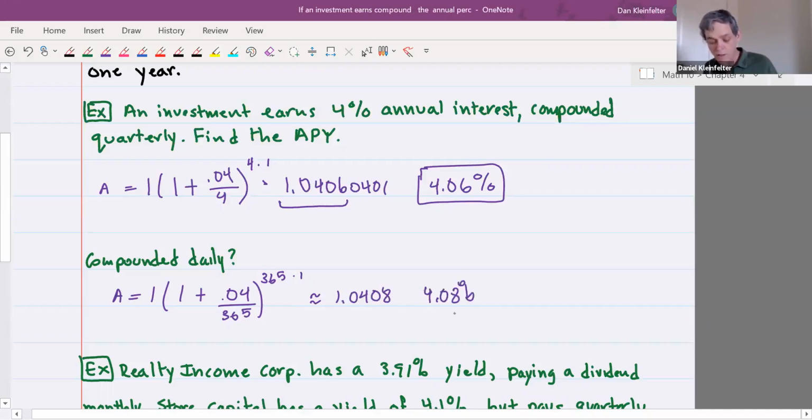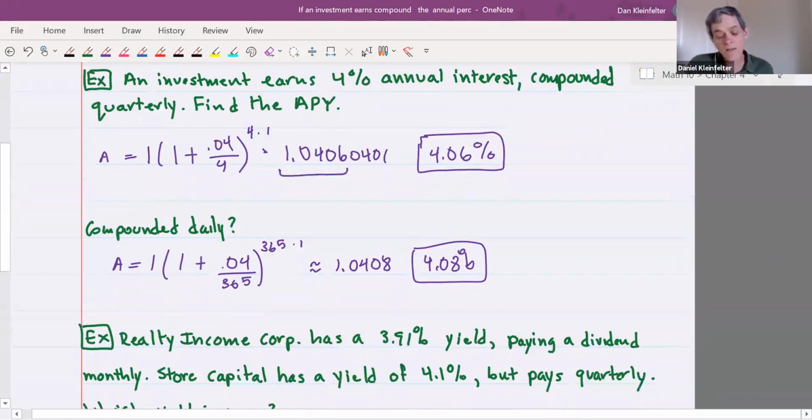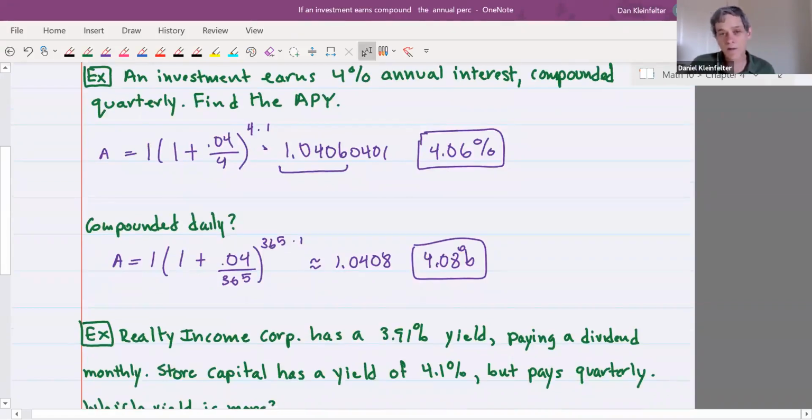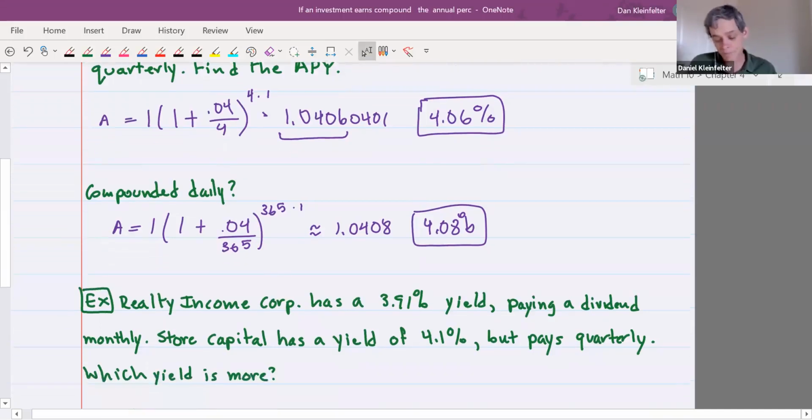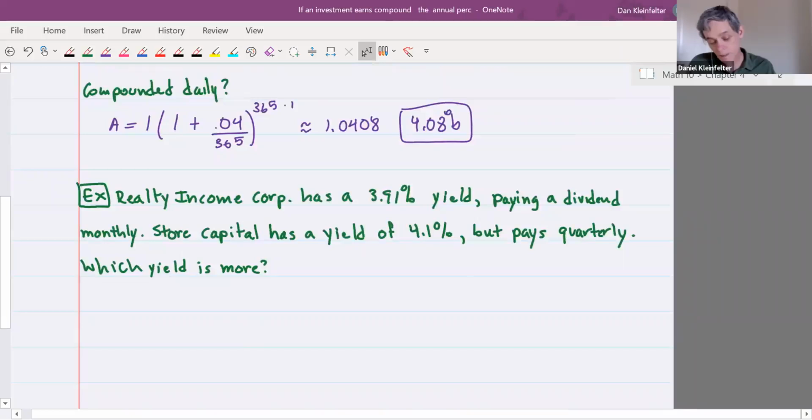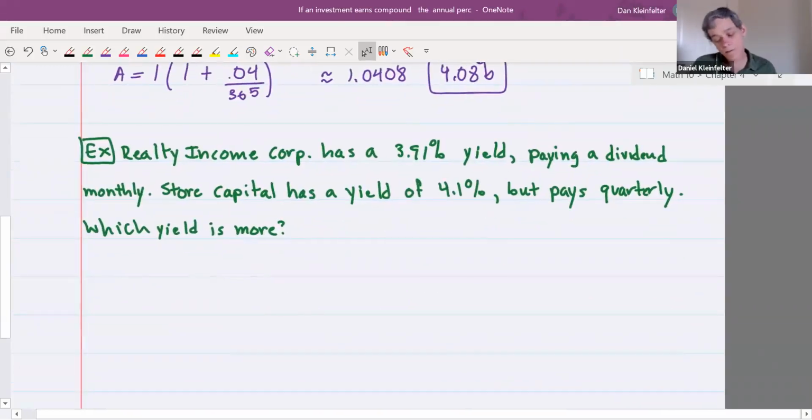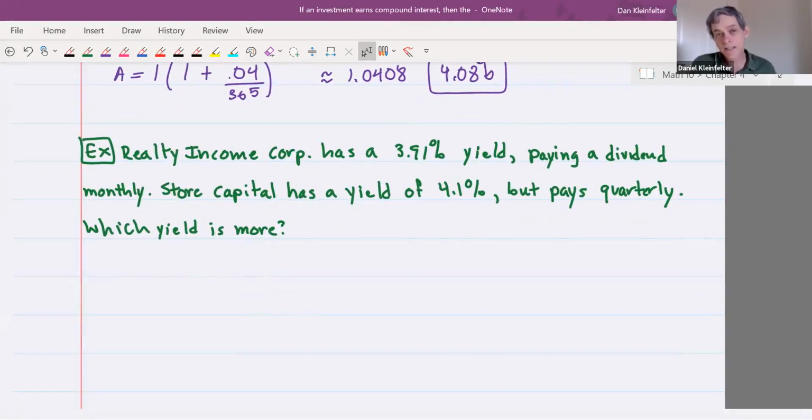Okay, so the usefulness of the annual percentage yield is that it helps you compare a couple of different competing investments or loans, because if they're compounded two different ways, then you could calculate their APY, and then if you're looking at an investment, whichever is higher is better. Okay, so here's an example. Suppose that Realty Income Corporation has an investment with a 3.91% yield, and it pays a dividend monthly. Store Capital has a yield of 4.1%, but pays quarterly. So we want to know which one is higher yielding.